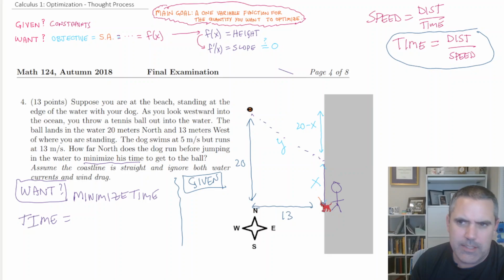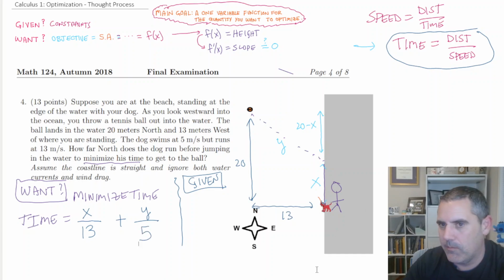So what I need is the distance the dog is going to go. I'm trying to fill in time. Again, this is my guiding principle for the whole problem. So how far is the dog going to run along the beach? X. How far, and we're going to divide that by how fast it runs along the beach, which is 13 meters per second. Plus, how far is he going to be in the water? Y. How fast is he going in the water? 5. That's it. There's the whole question.